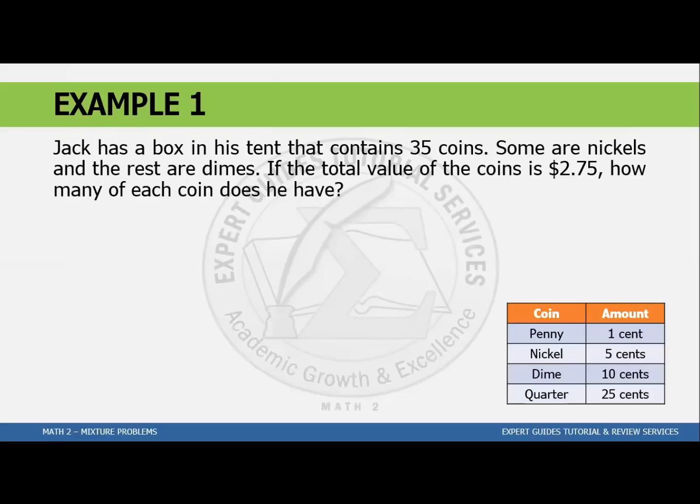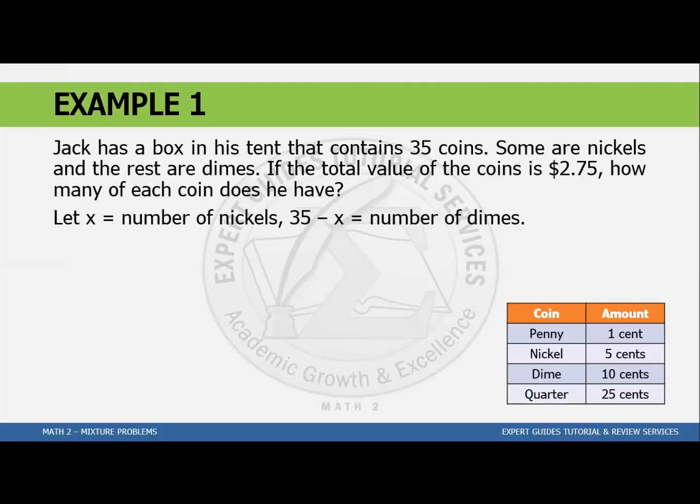So now we have this question. If the total value of the coins is $2.75, how many of each coin does he have? We have a dry mixture problem since we are combining nickels and dimes, which are categorized separately. So we can have X as the number of nickels and Y be the number of dimes. It is possible to assign two different variables to these coins, but it's better to just use one para mas madali yung calculations mo. And how can you do that? You can change Y to 35 minus X. Why? Because the sum of X and 35 minus X is always 35, regardless of the number. So you're sure that you have a total of 35 coins.